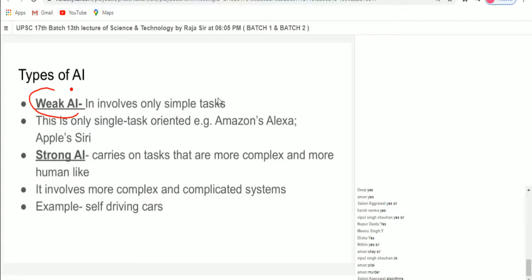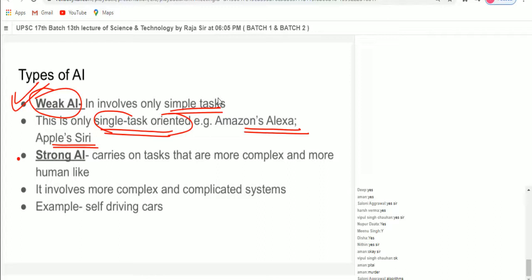One is the weak artificial intelligence, where simple tasks are assigned to the machines or computers. So these are single task oriented machines. And the best example is Apple's Siri and Amazon's Alexa. So they are doing simple tasks. Basically they respond to only certain keywords. Okay. And they may not respond to every other keyword. They respond to only specific keywords. So this is the weak AI. Weak AI, because these applications, these machines, they are doing only simple tasks.